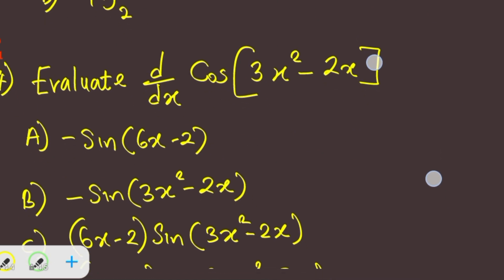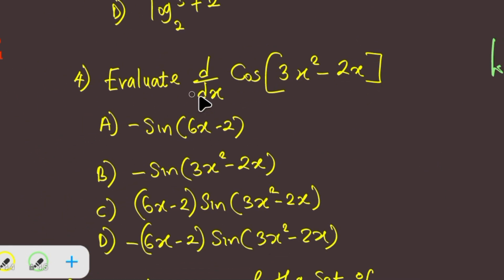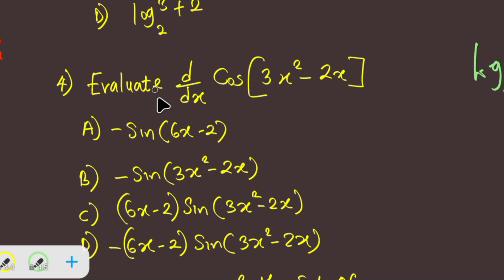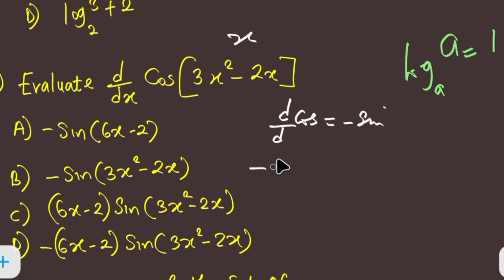For the next one, it says evaluate d over dx of cosine of 3x squared minus 2x. If you are differentiating, don't forget that when you differentiate cosine, you get minus sine. So the first thing, just imagine that this whole thing here is one variable. If you differentiate cos x, you get minus sin x. So that'll give me minus sine.